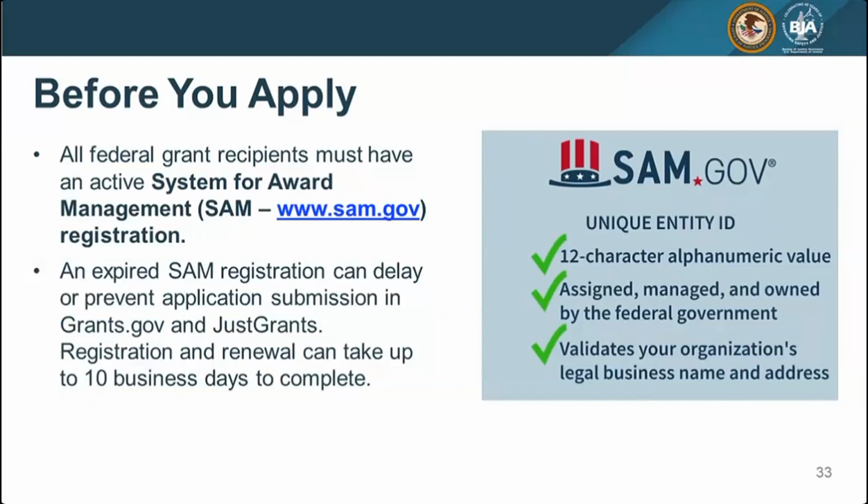Questions on SAM. SAM is something that you need to be registered in order to apply. So you do need to have an active account in SAM, which is also an acronym, sorry everyone. It's the System for Award Management registration. If you do have an expired registration, do not delay in getting registered. It can really delay getting your application in. So you can see a link here. It's just www.sam.gov. You can just type sam.gov into your web browser and it'll pull right up. It's really easy.